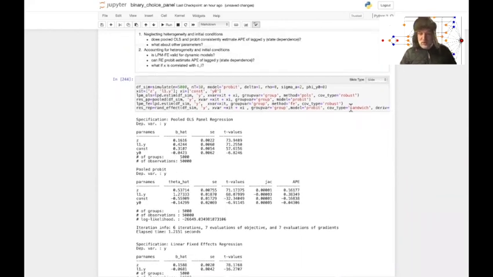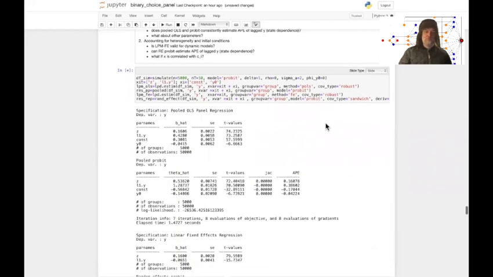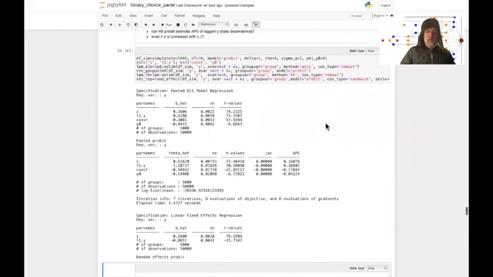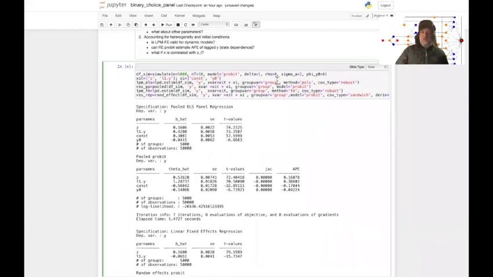What did I do here? It's a small s. Okay, so let's move on and try to make it a dynamic model.